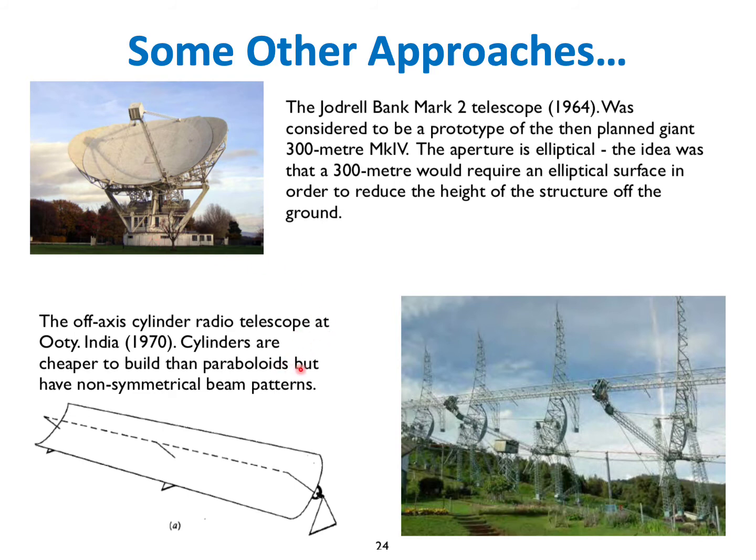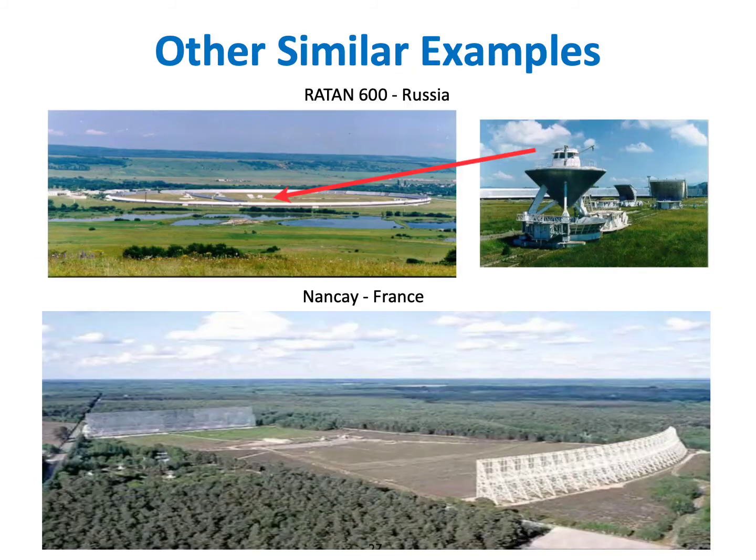There's also cylindrical telescopes. So these are sort of sections of a cylinder with receivers arrayed along the length of that section. So there was one that was built in India in Ooty, you can see here. So these are much cheaper to build than a normal parabolic dish. There's a lot less metal here, of course, but the problem here is you have a non-symmetrical beam pattern, so it's a bit more difficult to deal with.